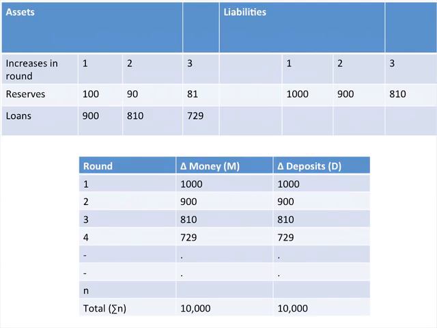When you stack these things, what you see is that from round one all the way up to round N, where N can be a very large number, the change in money is 1,000, 900, 810, 729. You end up with 10,000. You started with 1,000 euros worth of money, and you end with 10,000 euros. And why is this? This is called fractional reserve creation.